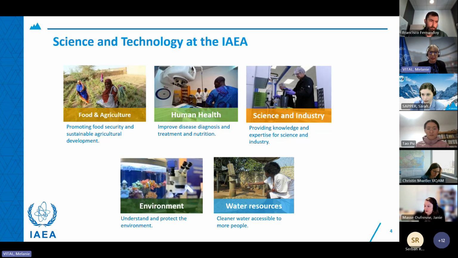Science and technology at the IAEA include food and agriculture to promote food security and sustainable agriculture development, human health to improve disease diagnosis and treatment and nutrition, science and industry, knowledge and expertise for science and industry, and environment to understand and protect the environment. In our case, under this International Year of Glaciers' Preservation, our project goes through water resources to promote cleaner water accessible to more people and member states.